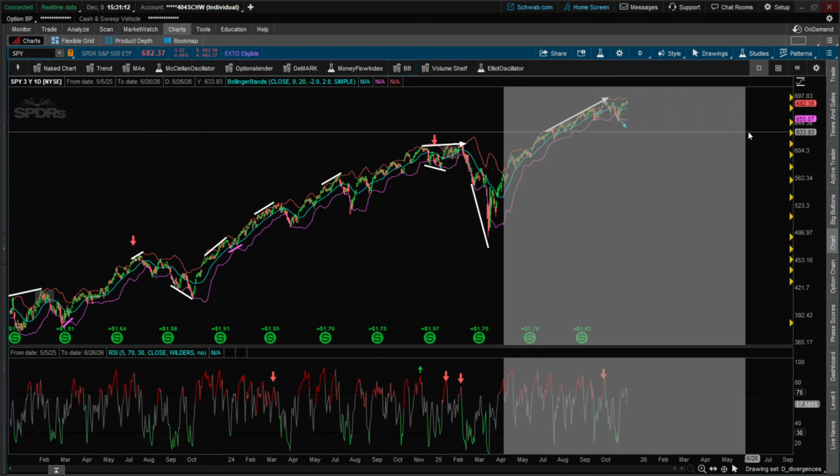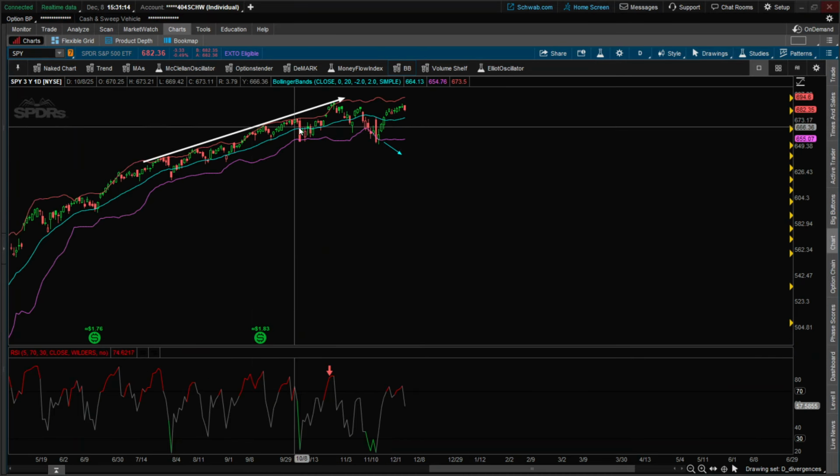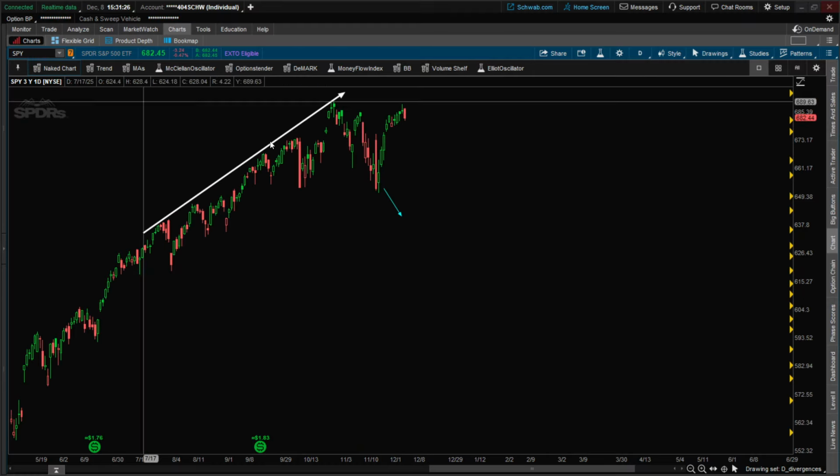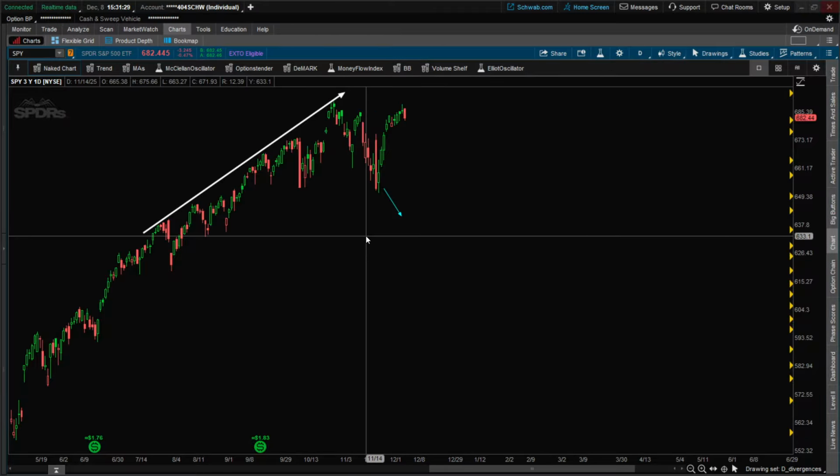All right, your Bollinger Band, no setup yet. We didn't quite make it to the band. The bands are sideways. I do think those are going to expand soon here. Elliott oscillator back in the positive area. If we do get a new high, then that's going to be a divergence to the downside. All right, and let's go to VIX.